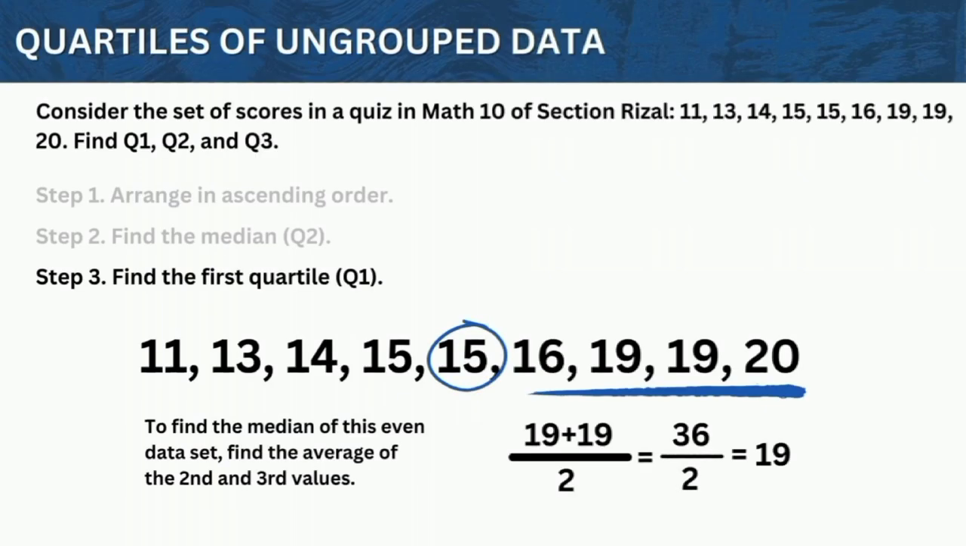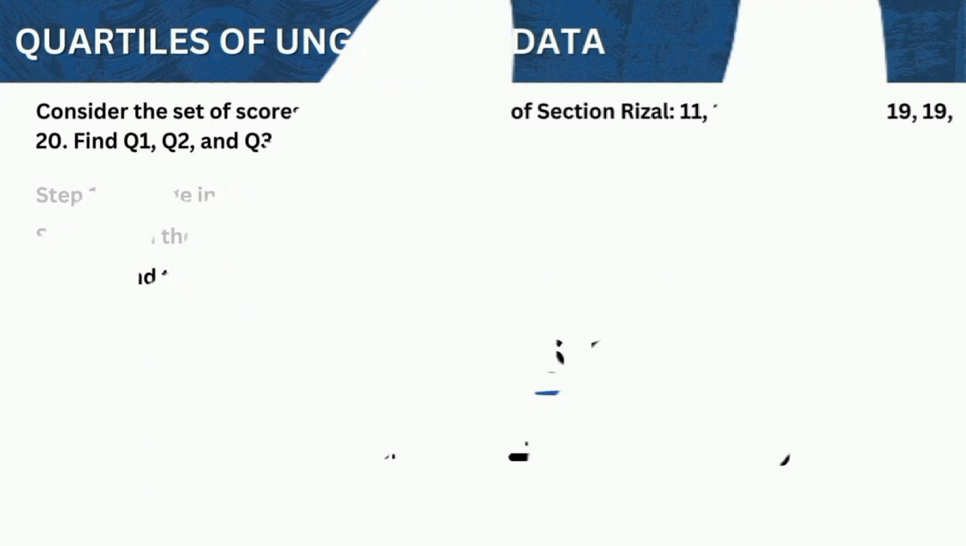The second half of the dataset, excluding the median, is 16, 19, 19, and 20. The median here is the average of the second and third values, which are 19 and 19. Therefore, quartile 3 equals 19. Glad to see that you're still following.